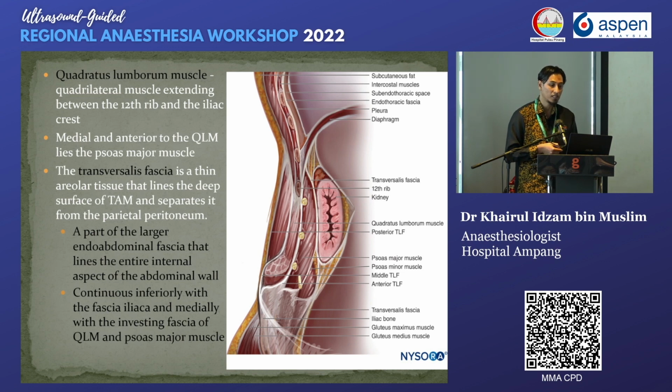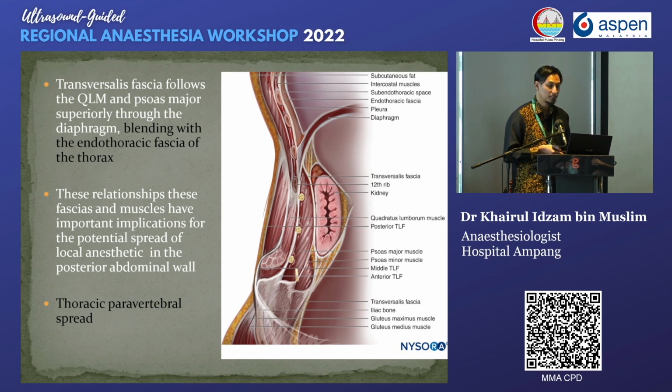fascia is a thin areolar tissue that lines the deep surface of transversus abdominis and separates it from the parietal peritoneum. It is a part of the larger endo-abdominal fascia that lines the entire internal aspect of the abdominal wall, continuous inferiorly with the fascia iliaca and medially with the investing fascia of the QL muscle and psoas major muscle. So when we perform QL block, we must be careful of the kidney and the peritoneum, okay, because they lie very near to the structures.